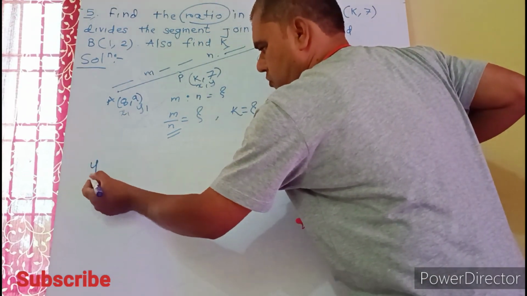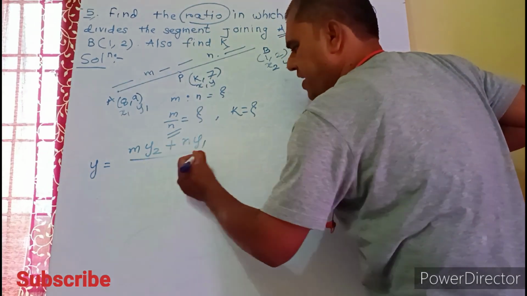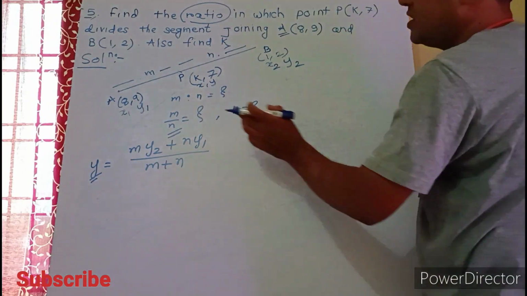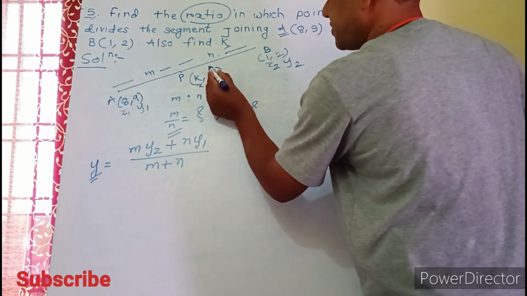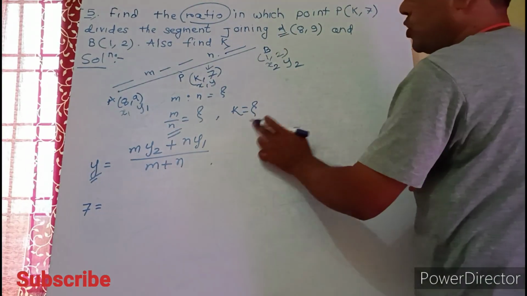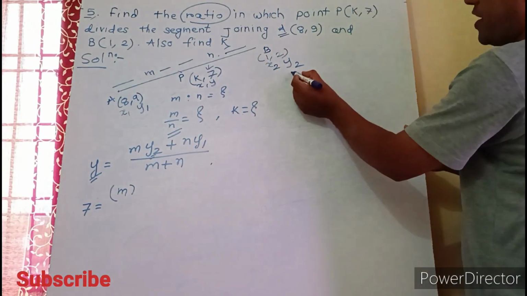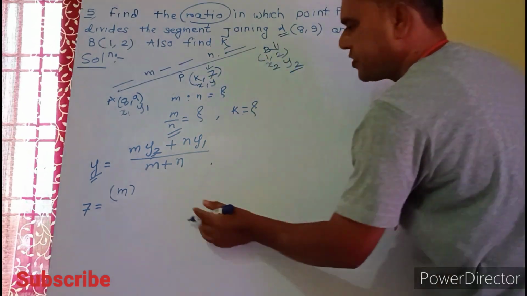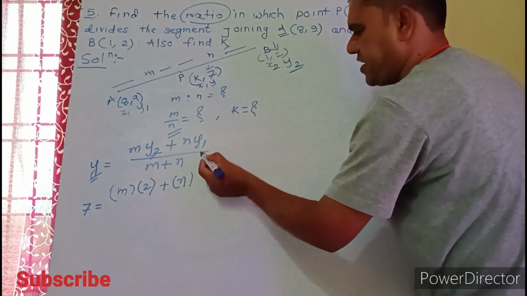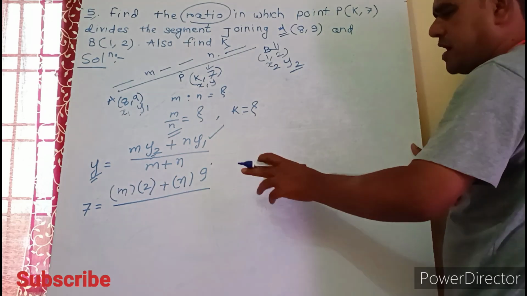Now by the section formula, y equals (m y2 plus n y1) divided by (m plus n). The value of y is 7, so put 7 instead of y. The value of m we don't know, so put m as it is. The value of y2 is 2, so put 2 instead of y2, plus n as it is. The value of y1 is 9 here, divided by m plus n, as we don't know the values of m and n.